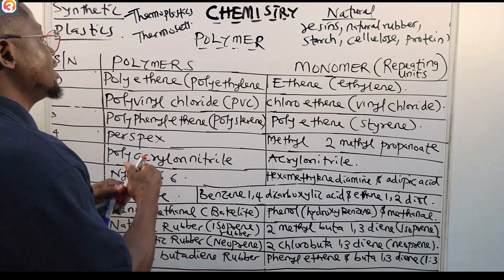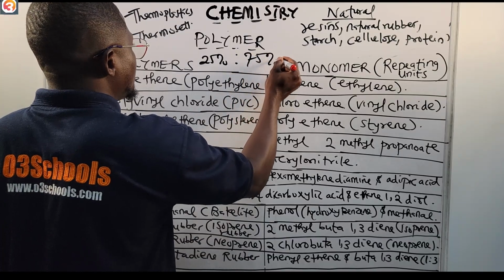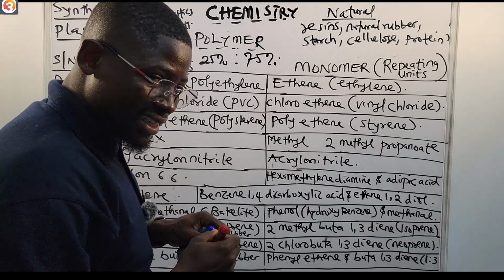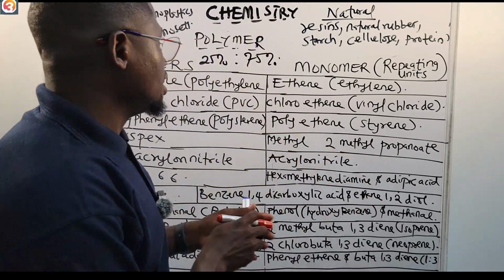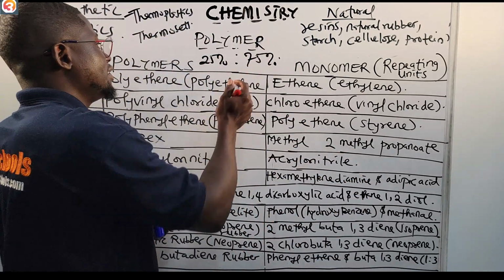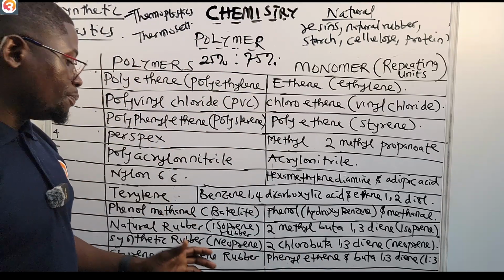So it's like 25% to 75%. So 25% of phenylethene and 75% of buta-1,3-diene. So the ratio is 1:3. 25 can go into 75 three times. So 1:3. Okay. So we prepare what?